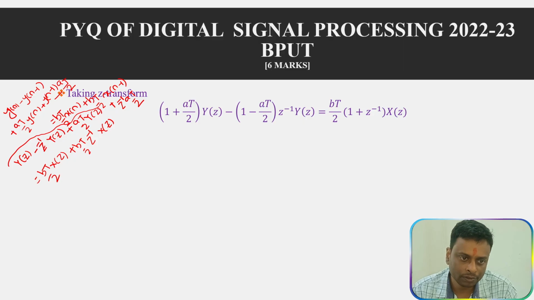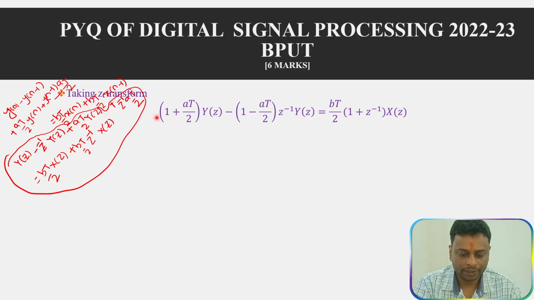a t by 2 z to the power minus 1. That will be the Z transform. Now we can take y of z common. So it will be 1 plus a t by 2 y of z. The third term and the first term, you can take y of z common. Similarly, in the z inverse term, y of z can be taken common. There is another z inverse term, so you can take that common too.